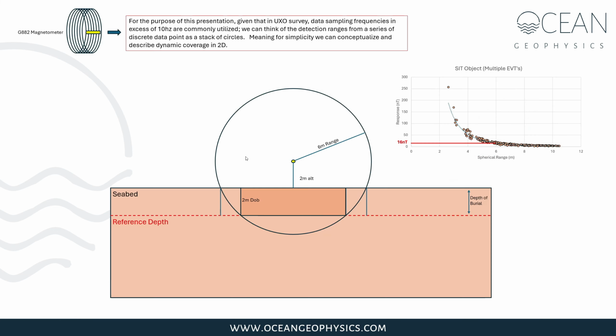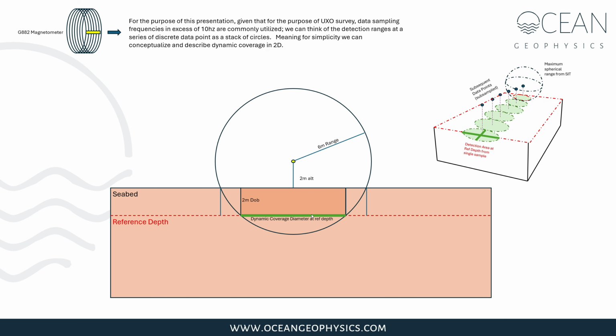So now we're going to flip from 3D to 2D as it simplifies the visualization and is actually more realistic. So these magnetometers are recording at least 10 hertz, so we can think of the dynamic coverage as a series of circular slices as opposed to spherical segments. So in this image, the magnetometer in the center here is either coming towards us or moving away from us. We've decided on a 6 meter range, meaning that from our response curve, up here in the top right, we can calculate that we only have to pick 60 nanotesla targets. So the dynamic coverage at the reference depth is displayed in 2D in this green line, and in 3D it's also shown here in the corner with this green line.